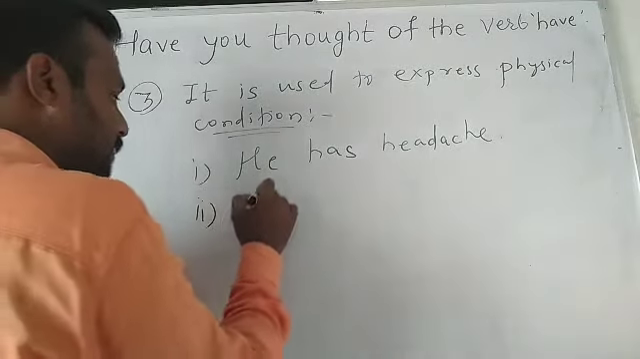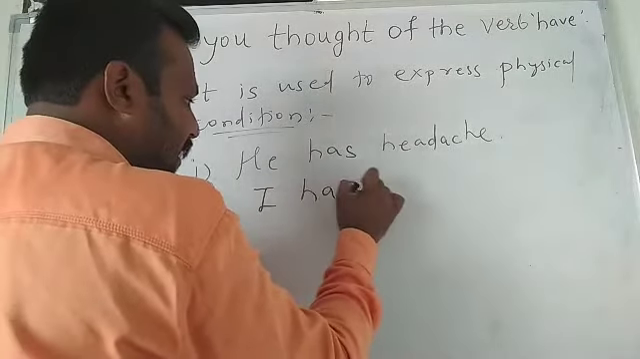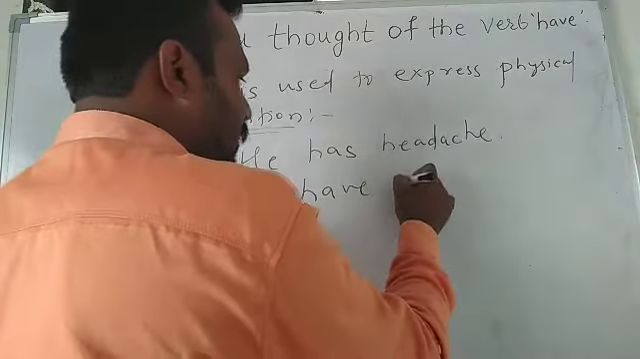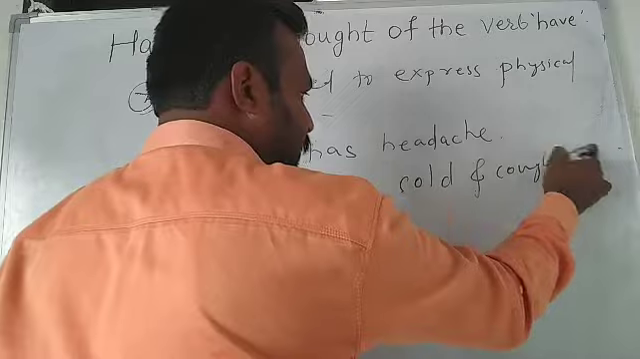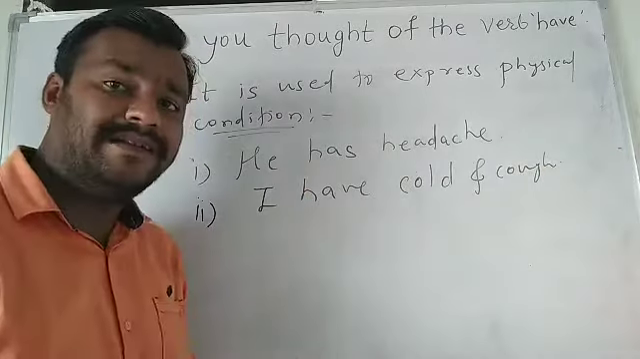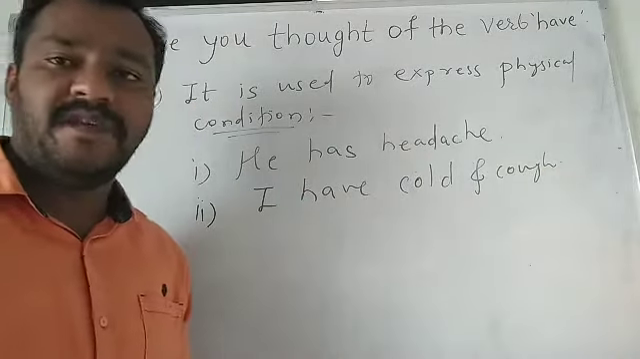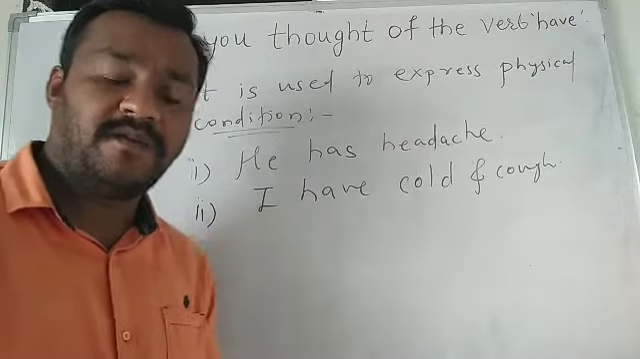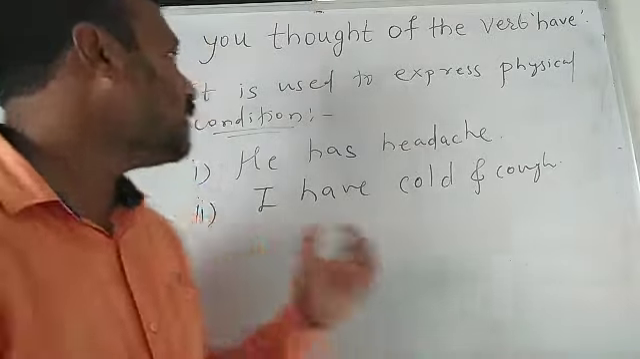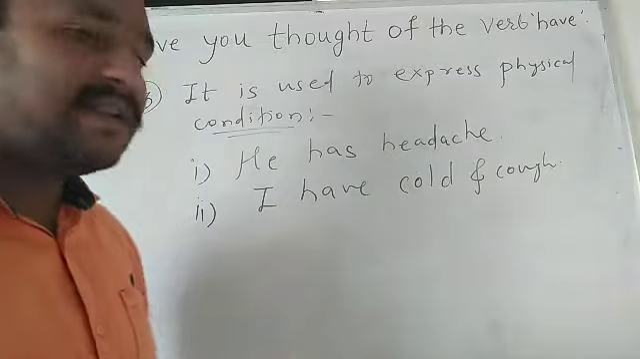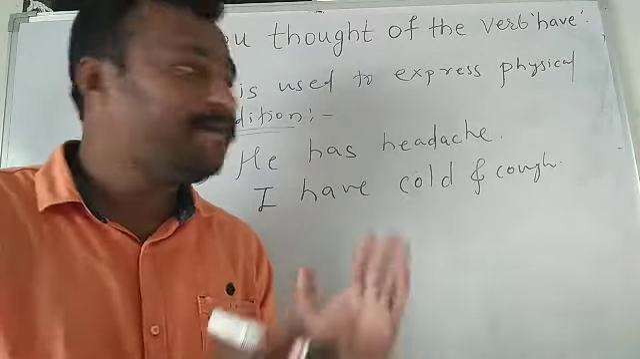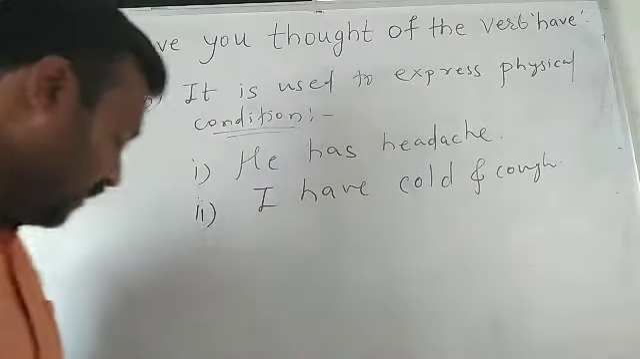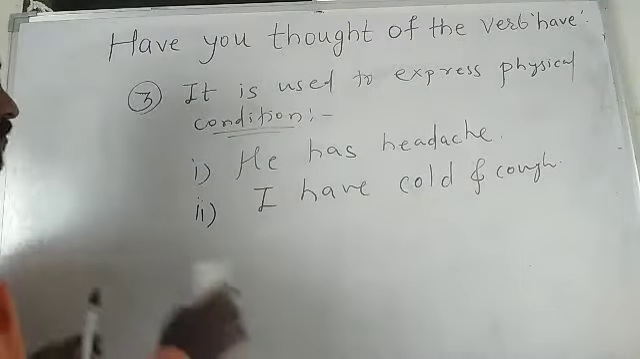Another example, I have cold and cough. I have cold and cough. In such way, we can express our physical conditions as well. This is the third use. It is used to express our physical conditions. It is also a very important use of to have forms. Let's discuss next use of to have.